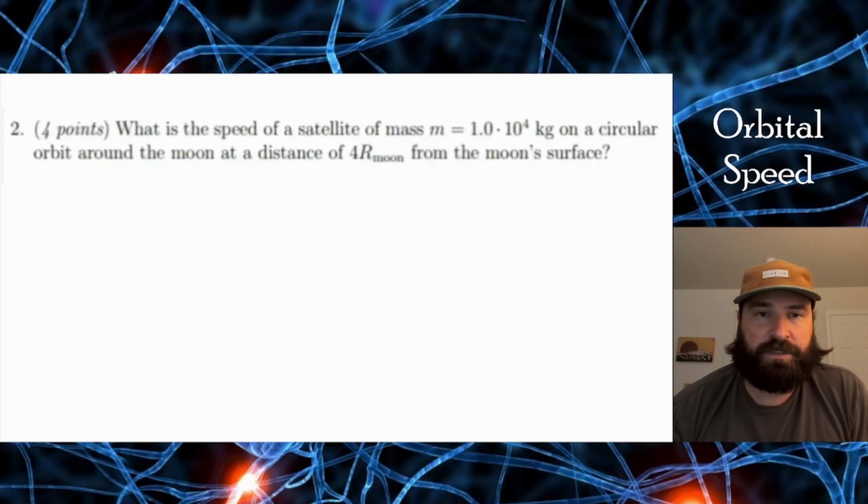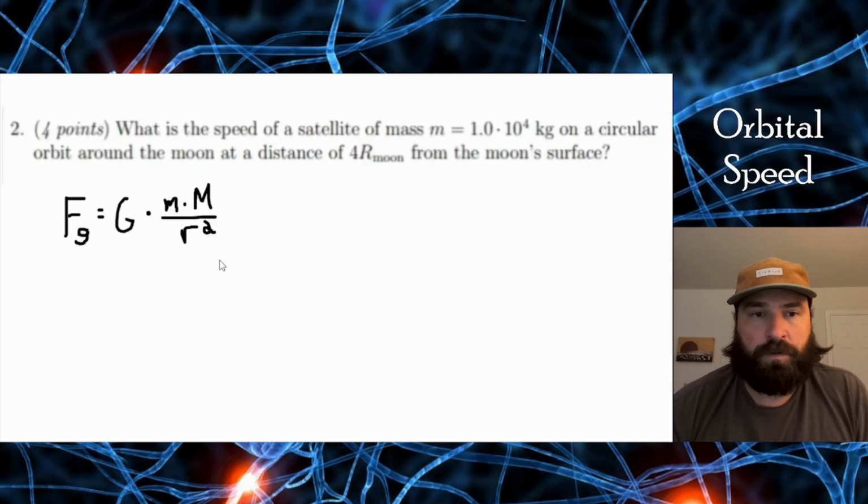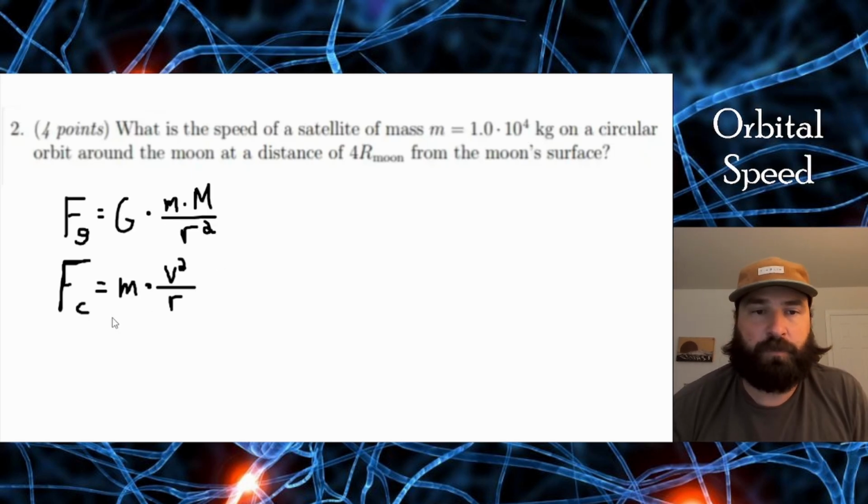So for this, we're going to need two equations, which we're going to relate to each other and then try to solve for a velocity. Those two equations are the force due to gravity equation and the centripetal force equation. So velocity is what we're going to be looking for. And the centripetal force equation has velocity in it, but we don't know the centripetal force. So we won't be able to use this equation, but we can use a combination of these two equations because the centripetal force is going to have to equal the gravitational force.